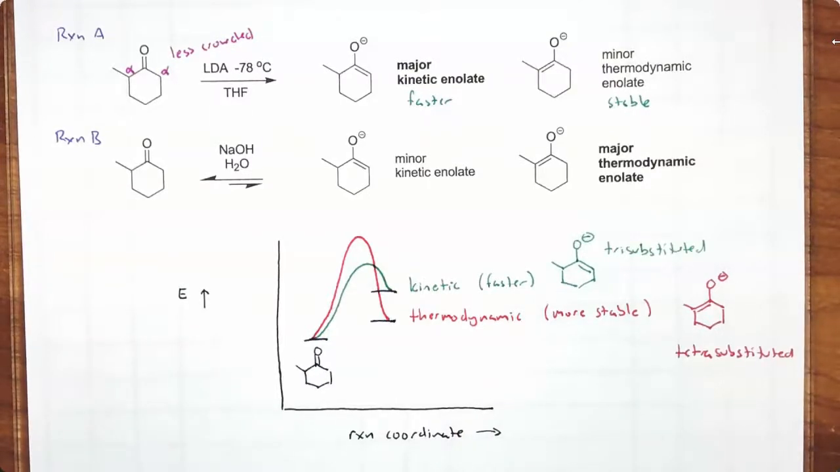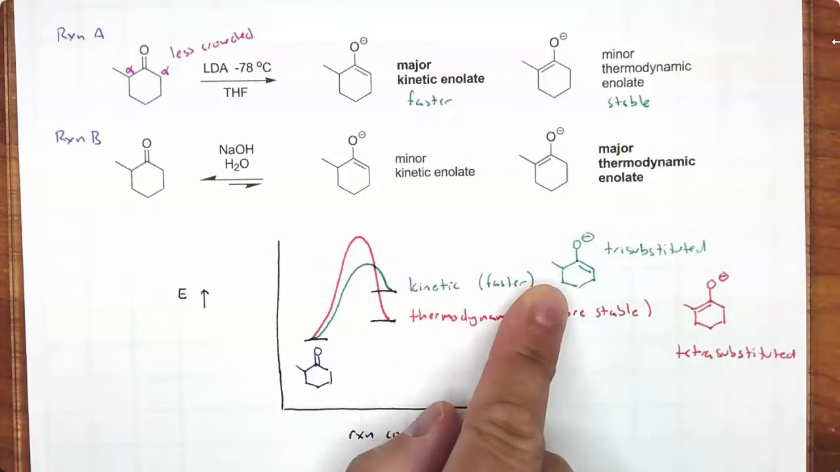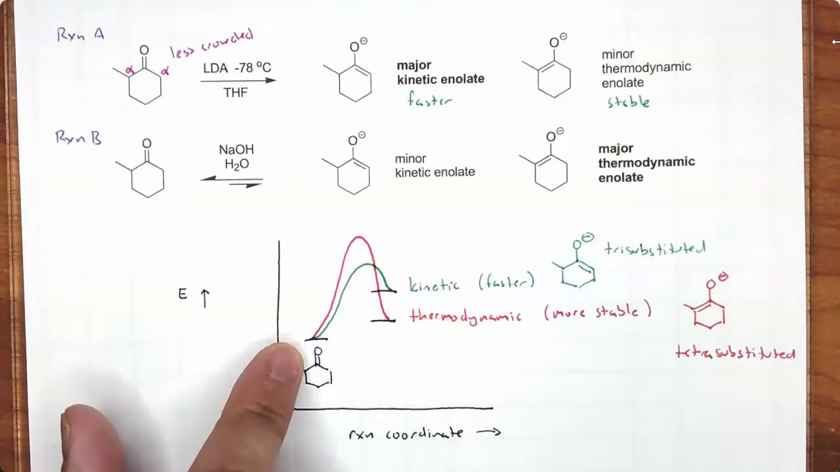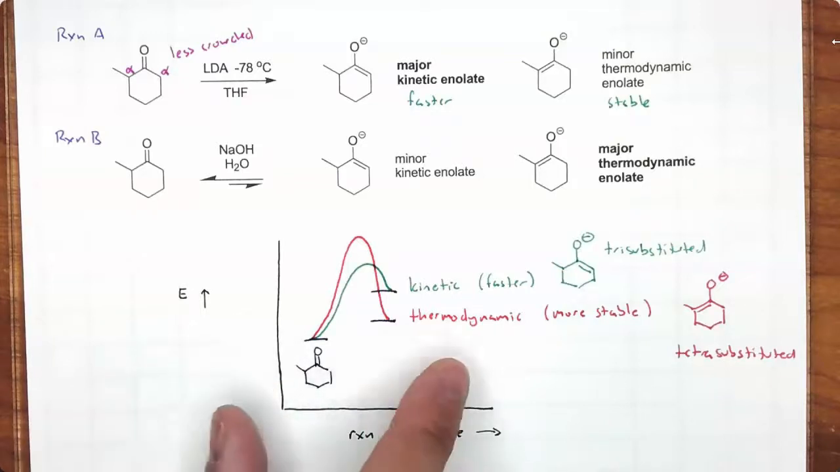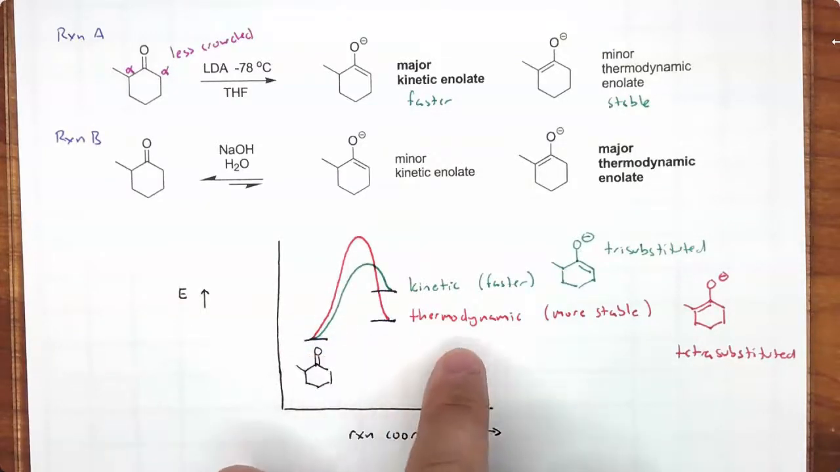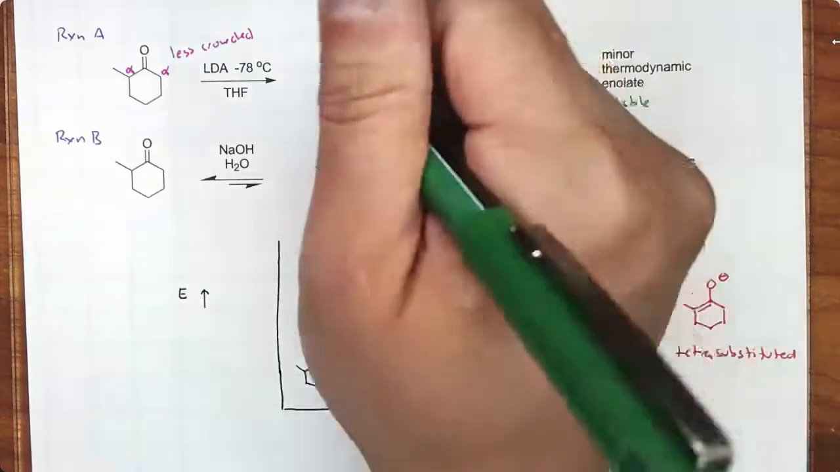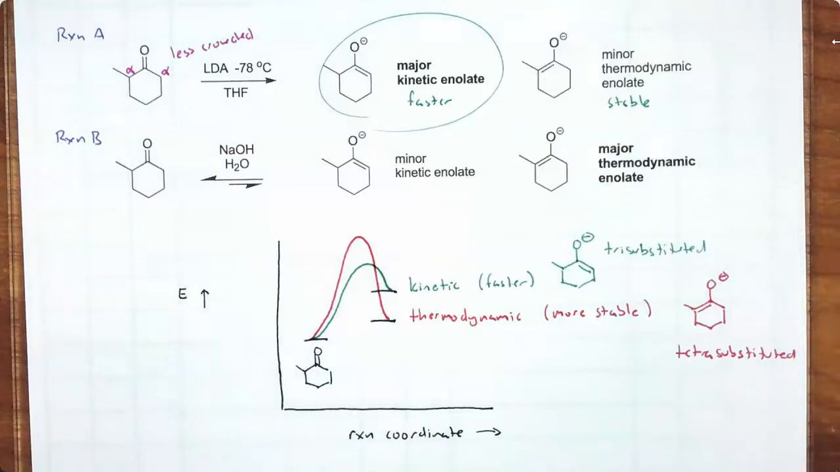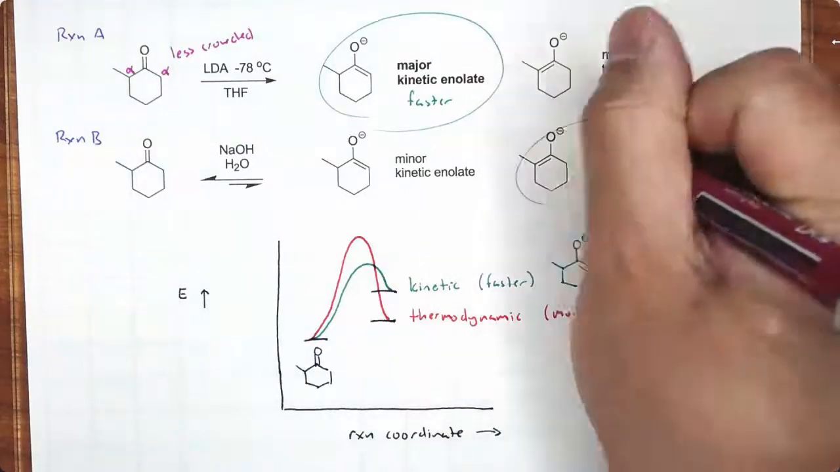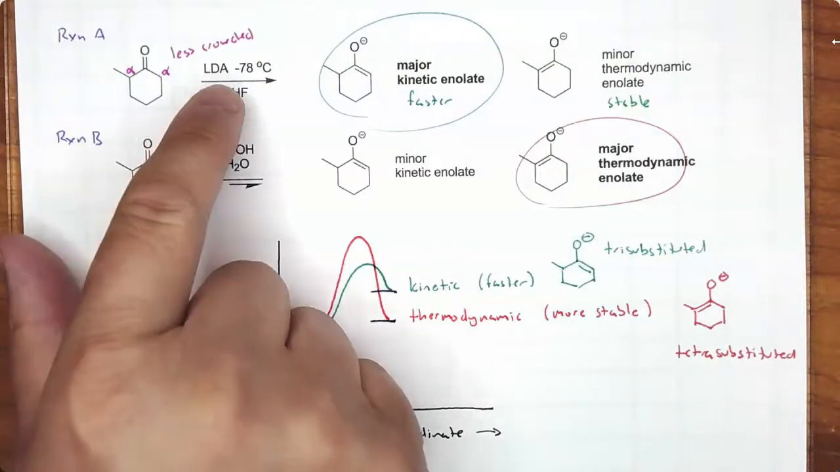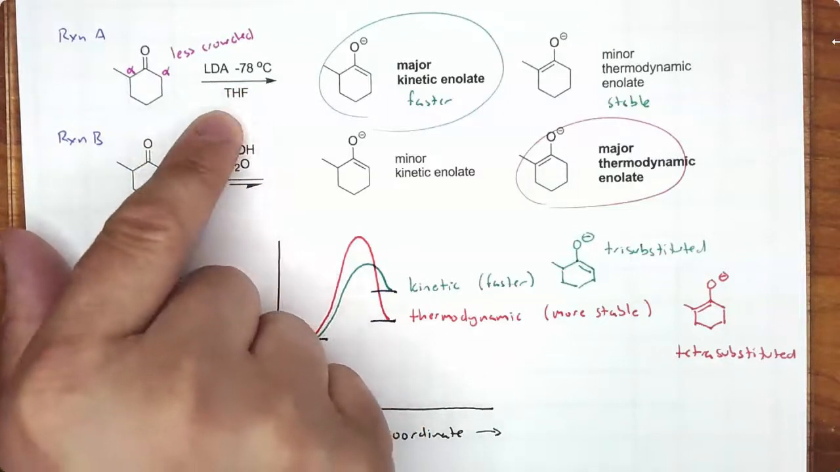Now that we have a good idea of the difference between the kinetic and thermodynamic, between this one that's made faster versus this one that is more stable, and we also see visually what kind of reaction coordinate diagram we have in terms of energy and the activation energies needed to get to both of these products, let us look specifically at the reagents, if we want to enrich in the kinetic versus enriching in the thermodynamic product. The first reaction is reaction A. We have LDA at very, very low temperatures and THF.